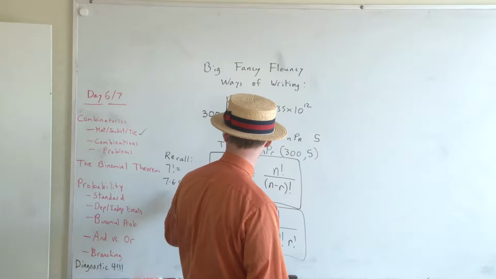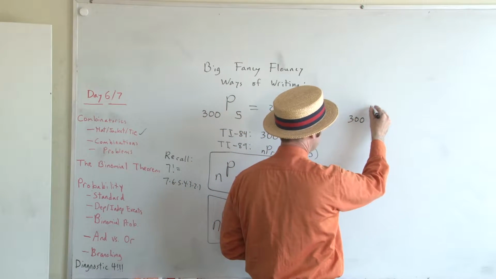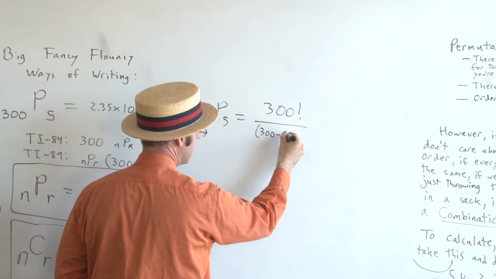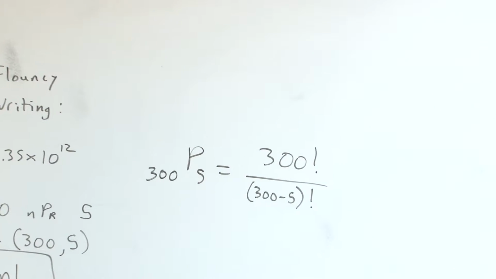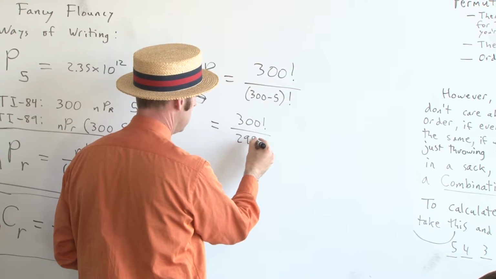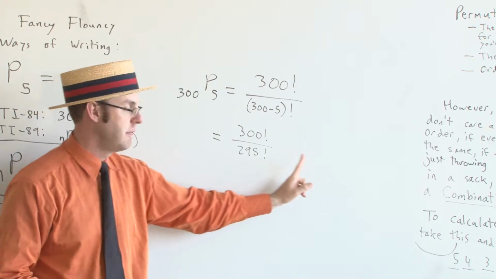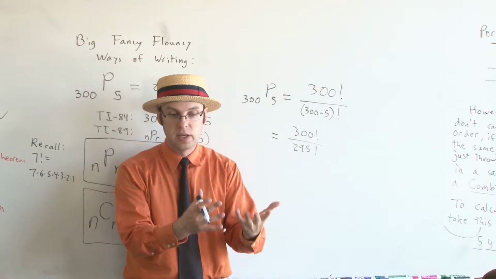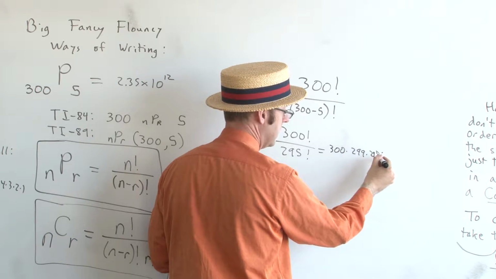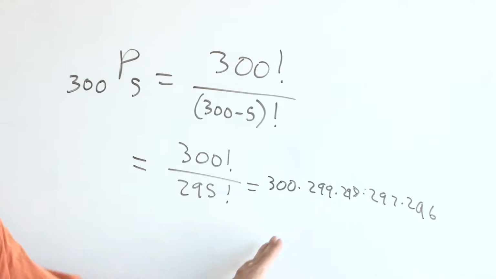But so like 300P5, you could represent as 300 factorial over 300 minus 5 factorial. And basically this is 300 times everything down to 1. This is 295 times everything down to 1. So everything's going to cancel out except 300 times 299 times 298 times 297 times 296, and then you get the same answer.